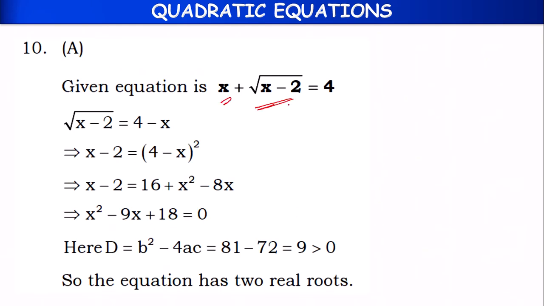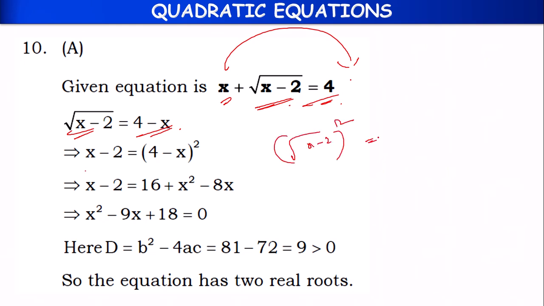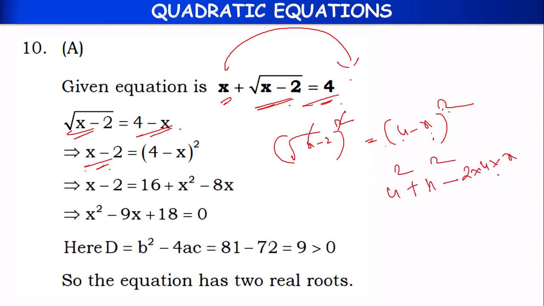So x plus root of x minus 2 equal to 4. We will send x to this side. Root of x minus 2 equal to 4 minus x. If we square on both sides, root of x minus 2 whole square equal to 4 minus x whole square. Square and root get cancelled, x minus 2. This side a minus b whole square: a square, 4 square; b square, x square; minus 2 into a into b. Means 4 square means 16, x square as it is, minus 2 into 4 into x, minus 8x.